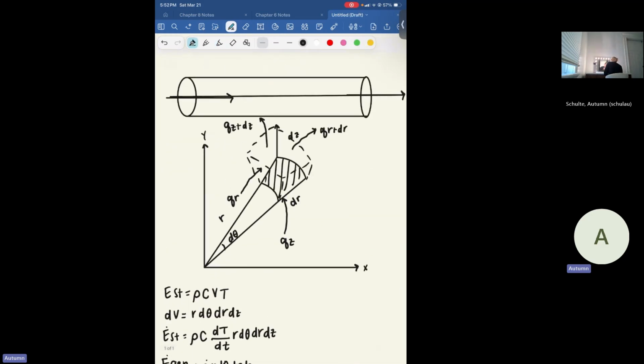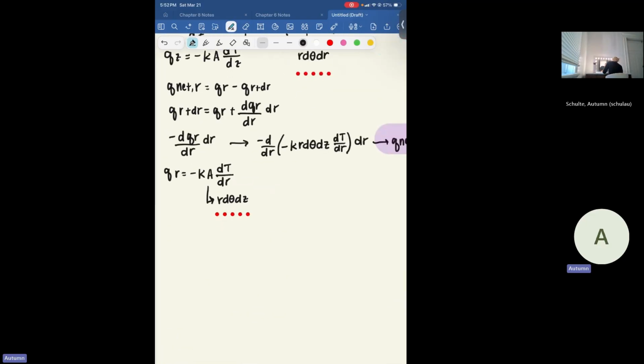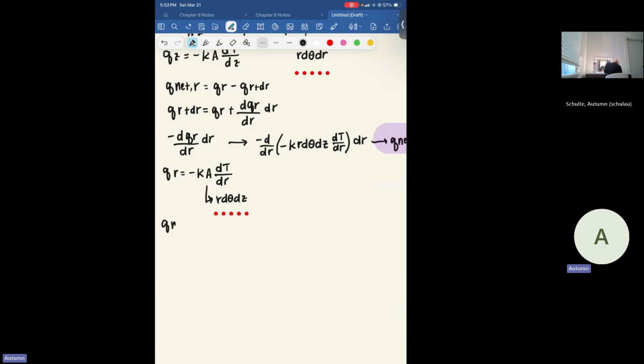Lastly, we can think about our angular direction. So we're going to have heat flowing through this side and out through this side. So this heat flowing in is going to be represented by q theta, and this heat flowing out at this later point is going to be q theta plus d theta. So our net heat flow in our angular direction is going to be the heat flowing in q theta minus the heat leaving q theta plus d theta.